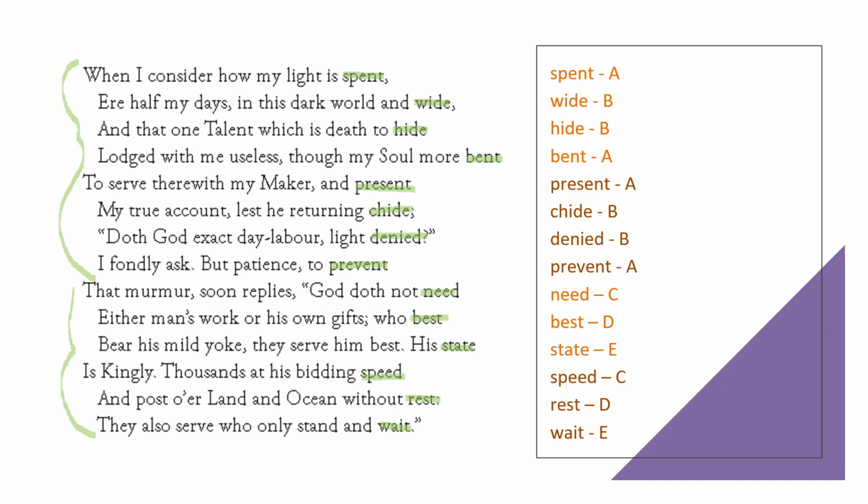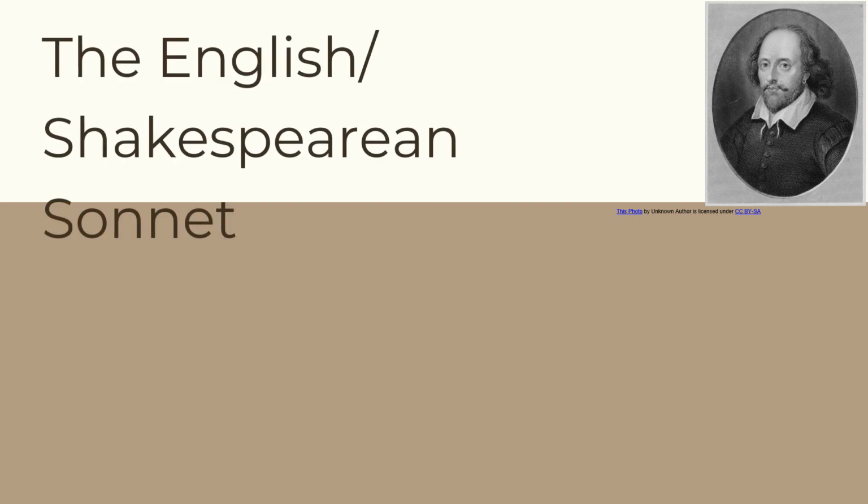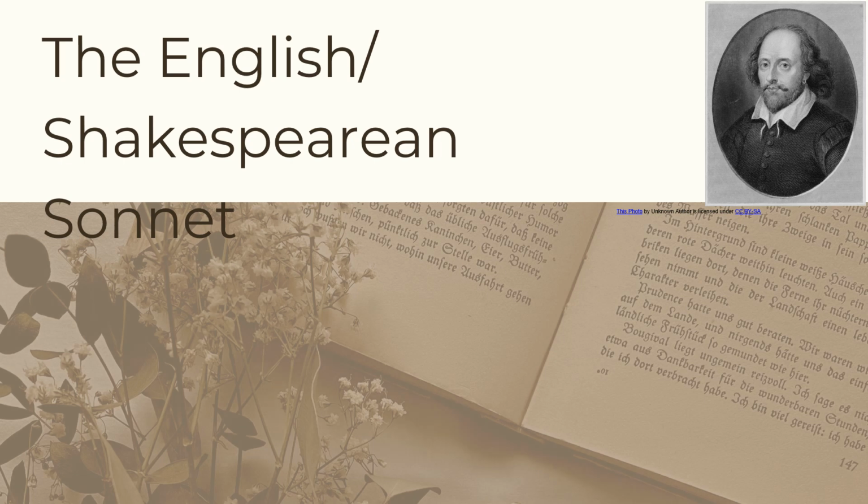We can move to the next type of sonnet, which is the English sonnet, or the Shakespearean sonnet. This sonnet form was practiced by William Shakespeare quite a lot, and he wrote 154 sonnets in total. This form was introduced to English literature in the 16th century by Henry Howard, the Earl of Surrey.